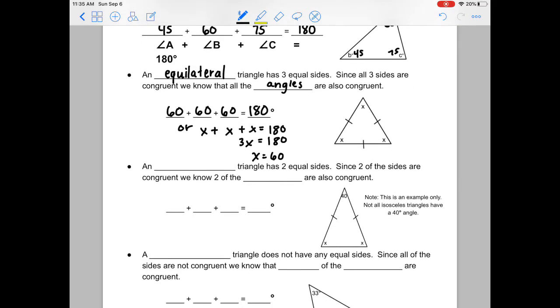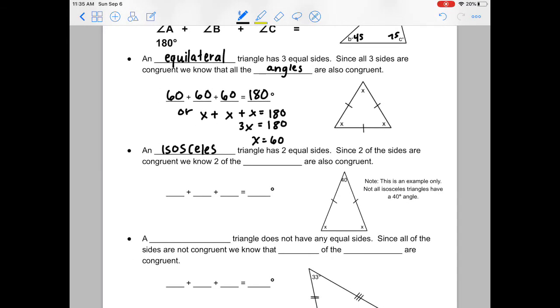And we have an isosceles triangle, which can have two equal sides. Since two of the sides are congruent, we know two of the angles are also congruent. So we have 40 plus 70 plus 70 equals 180. Now I want you to note that this is an example only. Not all isosceles triangles have a 40-degree angle. We're just using that as an example.